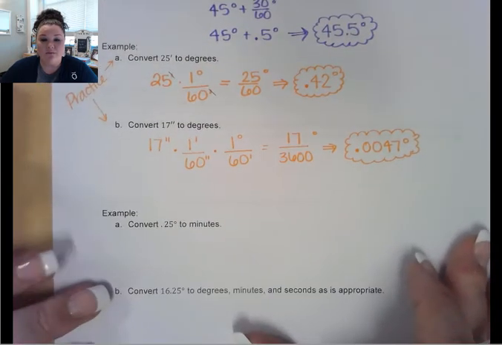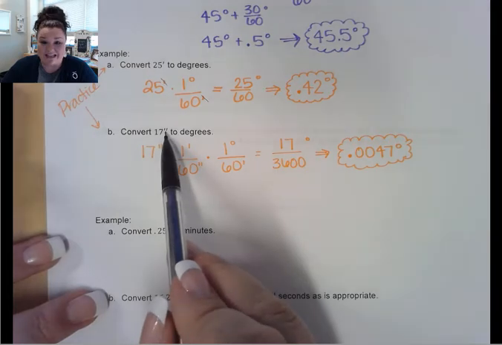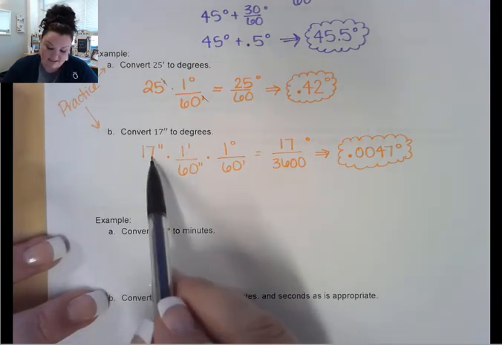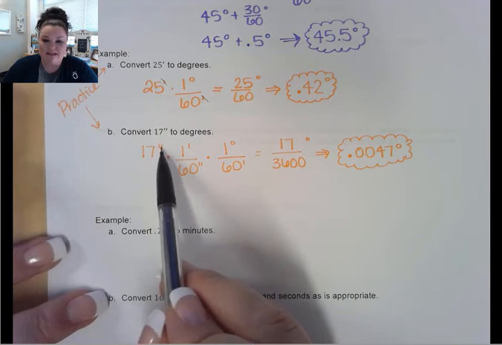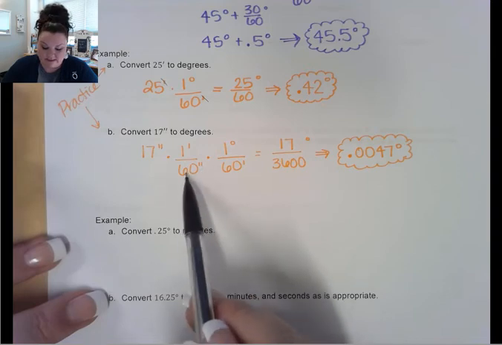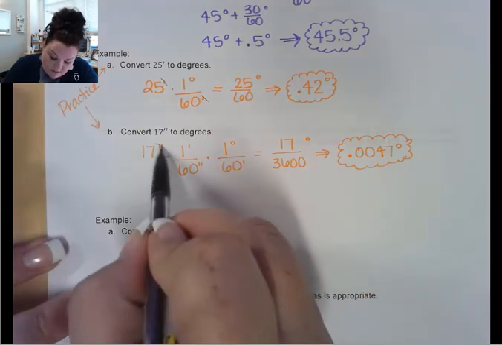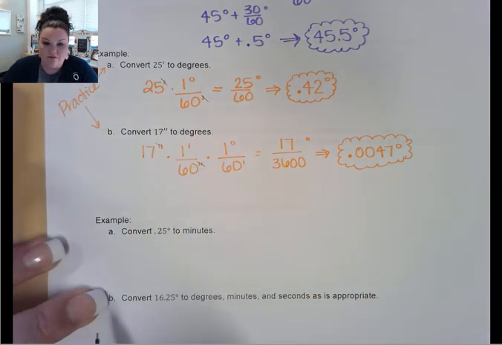On the second one, we have to do a little bit more work, right? Because this one's starting at seconds. So again, we want to end up at degrees. So we're starting with 17 seconds. So if we want this seconds to cancel out, we need a seconds on the bottom, right? And we know that there's 60 seconds in 1 minute. So I'm going to use this ratio so that my seconds will cancel out.